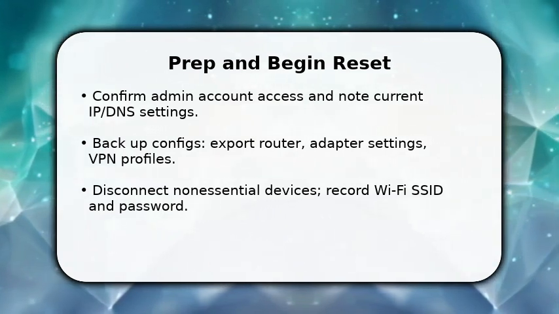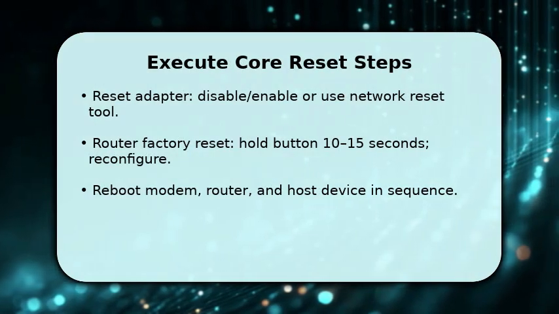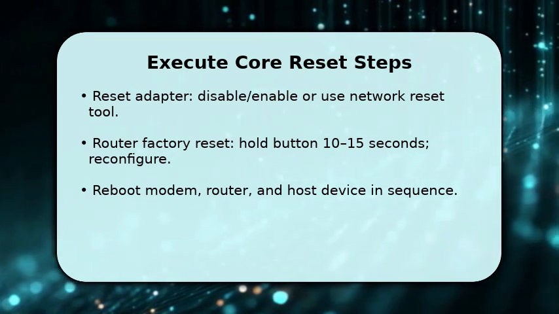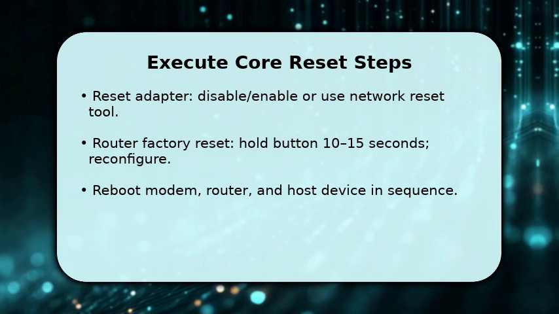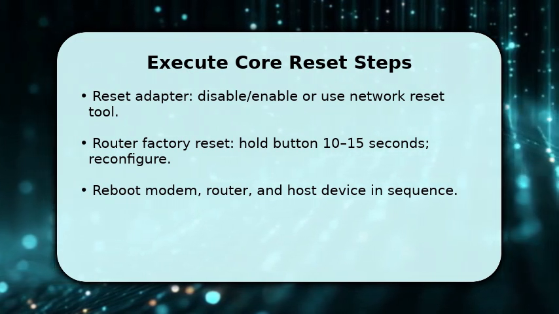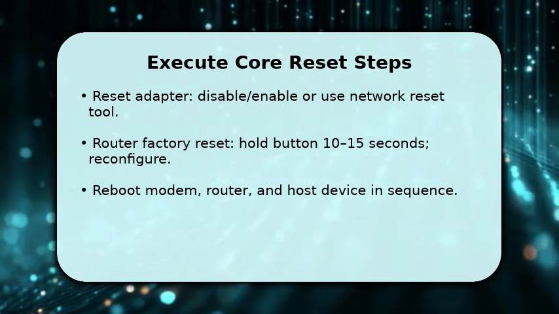You will now perform the core reset actions that usually fix persistent issues. Begin with the device. Run the OS network reset or disable, then enable the adapter to clear cached settings. Next, factory reset the router by holding the reset button for 10 to 15 seconds. This removes custom rules but resolves deep configuration errors.